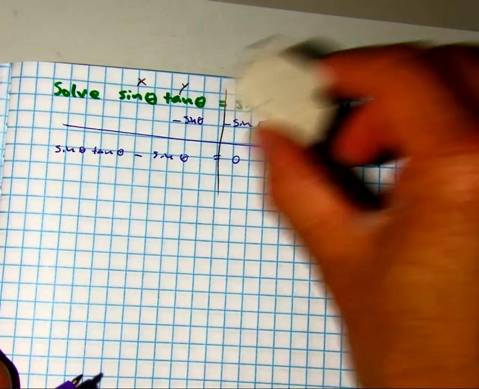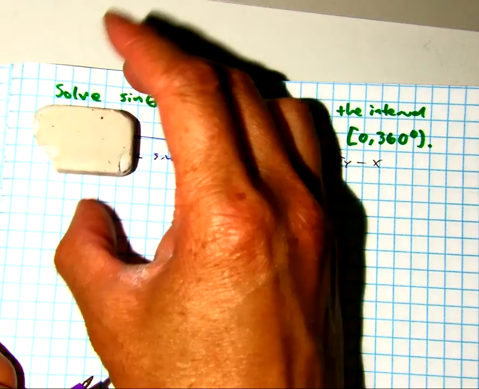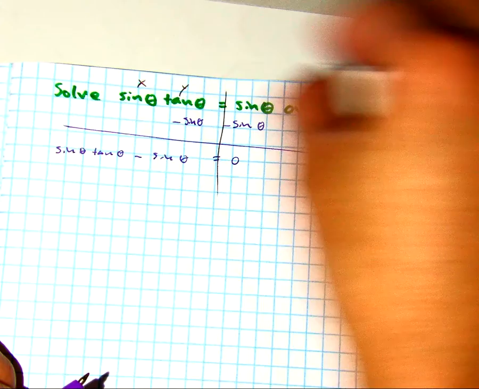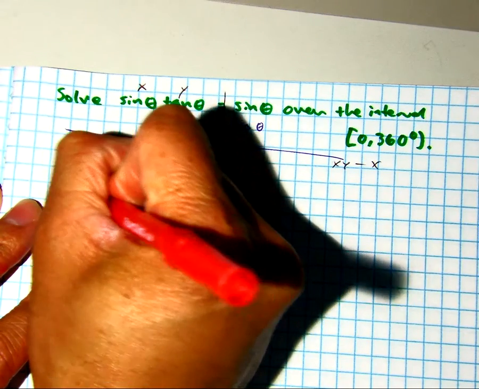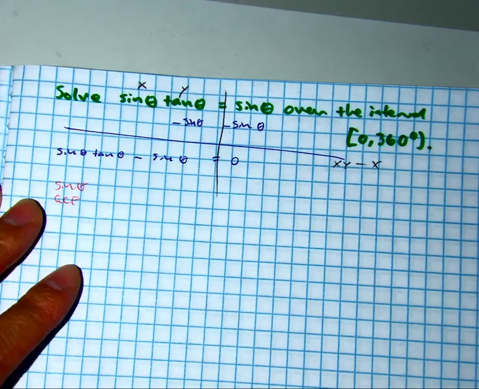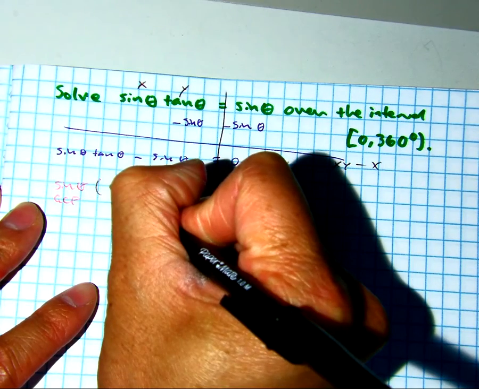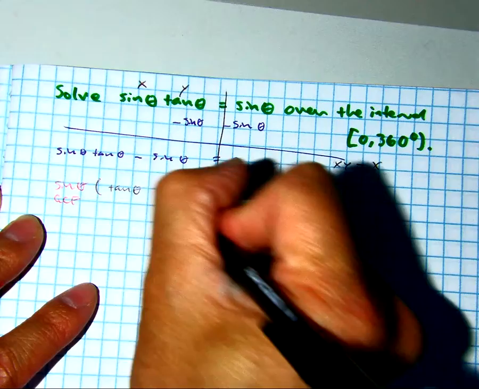Watch the magic eraser. This side and this side. What did you see that was the same? Sine. Sine is our greatest common factor. Class, what's left? Tangent of theta minus 1.